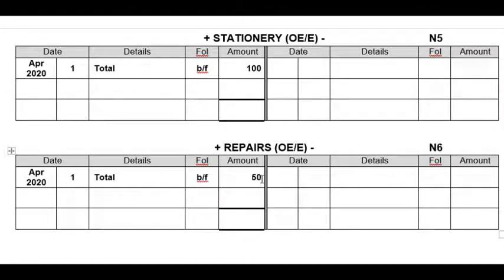I hope that you've noticed that this is very repetitive and it might seem annoying to write April 2020 the first total brought forward every single time, but it's easy marks for you to score.